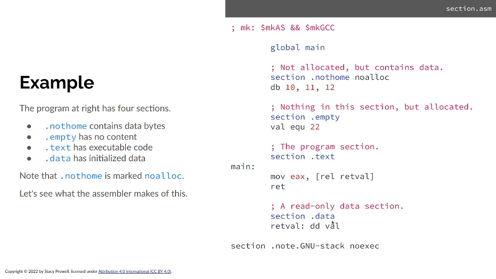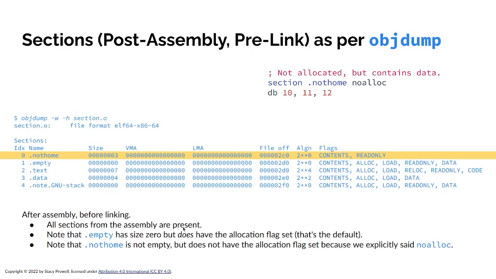And here's our data section. And notice how they play together. The program is going to return this retval in EAX. Where does it get retval? It gets it from here. Retval is a data double word equal to val. What is val? Val is set up here to be 22. Interesting. Let's see what the assembler makes of this.